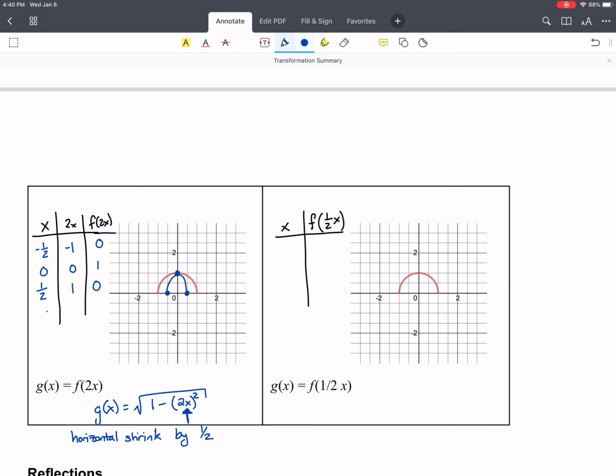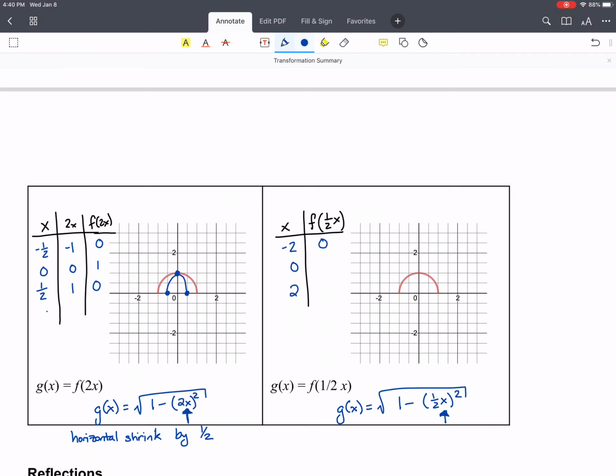And hopefully at this point you'll believe me when I say that my defining inputs for my new graph for g of x equals f of 1/2 x are negative 2, 0, 2. But let's walk through it. So g of x is the square root of 1 minus 1/2 x squared. If I plug in negative 2 for x, when I multiply that by 1/2, I get negative 1. I square that, I get 1. 1 minus 1 is 0.